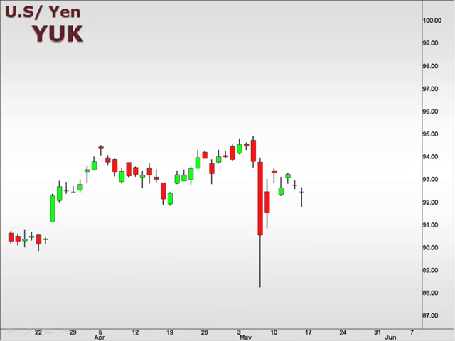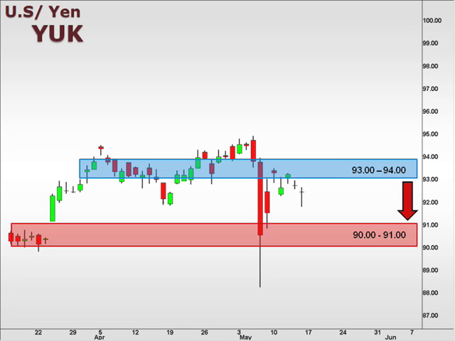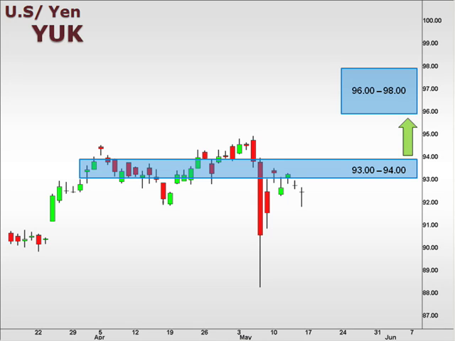Let's take a look at the YUK, the US versus the Japanese yen. Well, the YUK traded into our 93.94 box. Now, the pair is showing some signs of indecision, and a further weakening of this pair is likely to result in a retest down to this 90.91 level. A break above 93.5 is likely to push towards the 96 to 98 box.